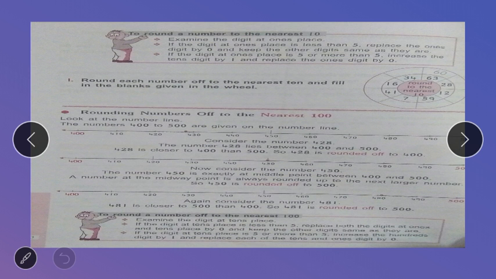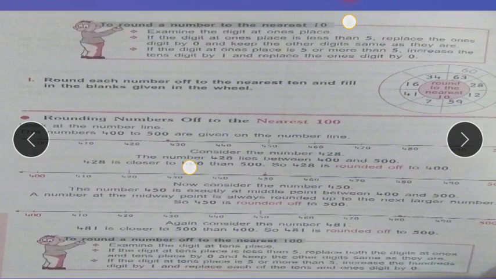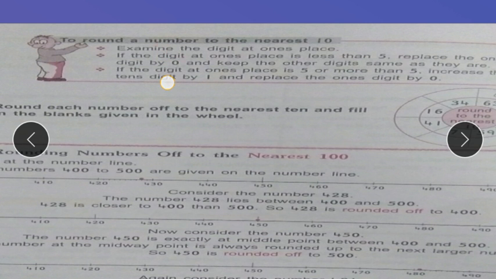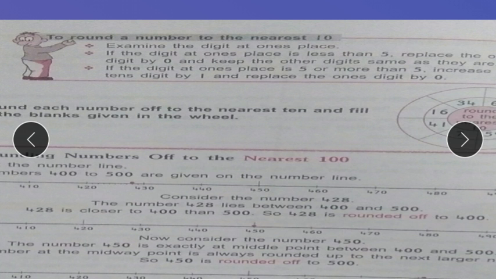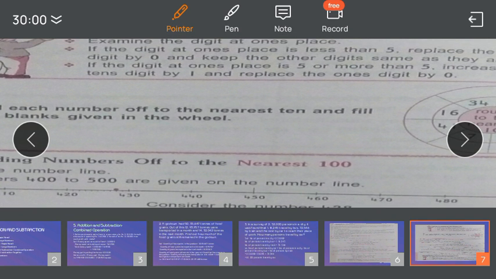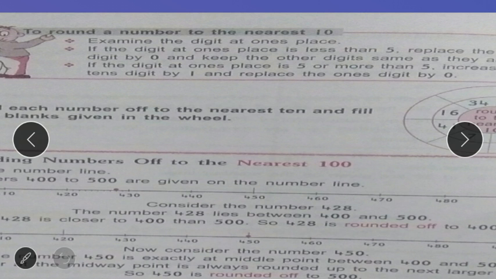Now look at the next page. This is the exercise here. Some examples are given. See children, what is given here? To round a number to the nearest 10, what do you have to do? Examine the digit at ones place. You have to see the digit which is given in ones place. Like you have the number 21. Here it is ones, this is tens. So it is written, examine the digit at ones place.